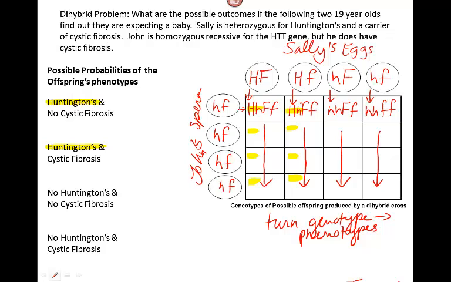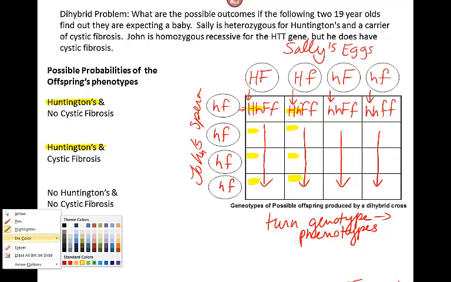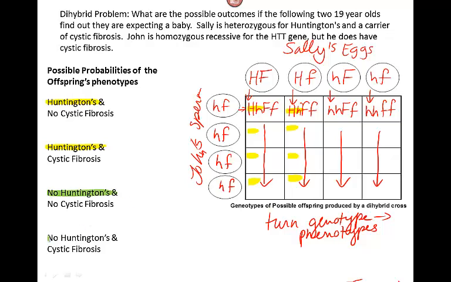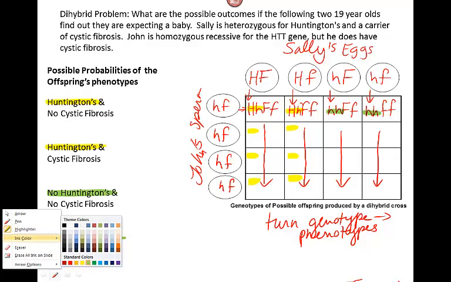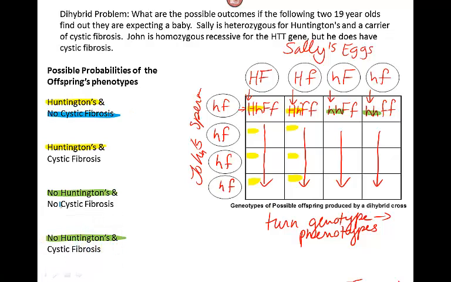Okay, and then change the color. Let's say green for no Huntington's. The only way to get no Huntington's is two little h's. Then let's pull some blue for no cystic fibrosis. The only way you get no cystic fibrosis is if you have one big F or two big F's. That's one big F. That's two little F's, skipping it. That's one big F, and that's enough.